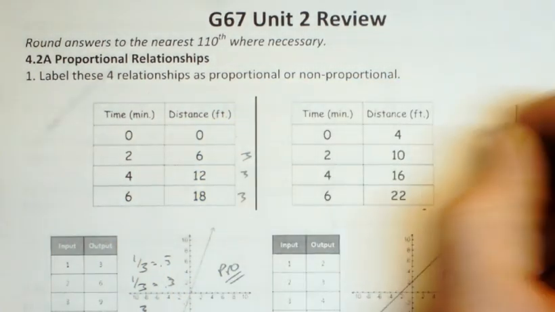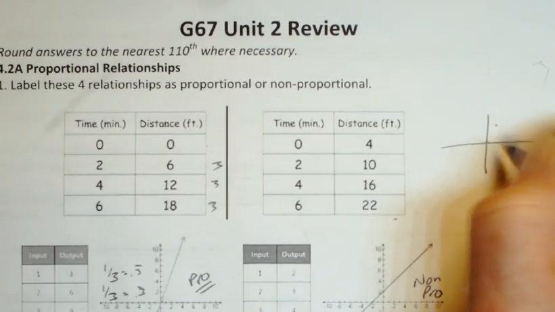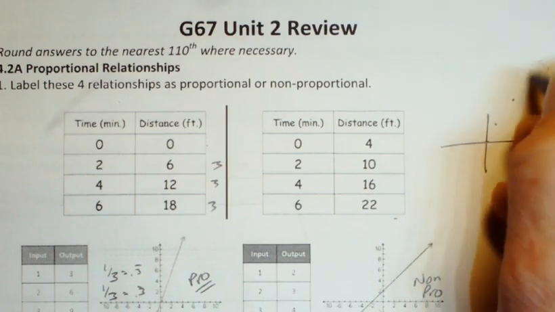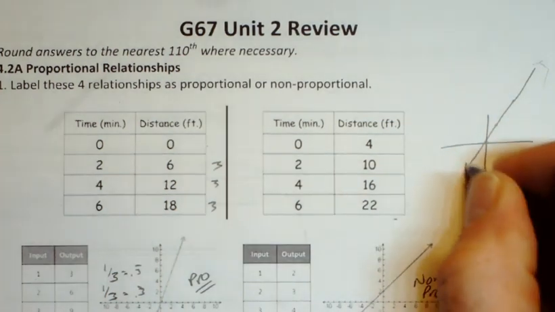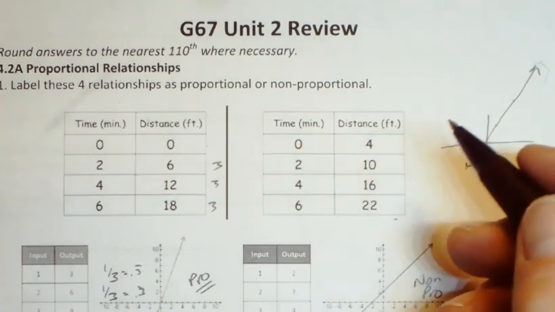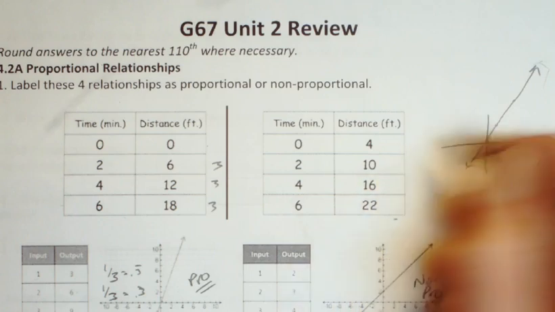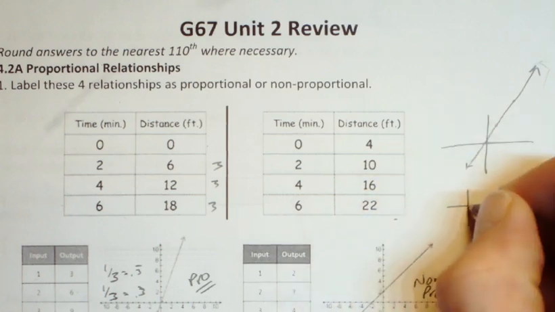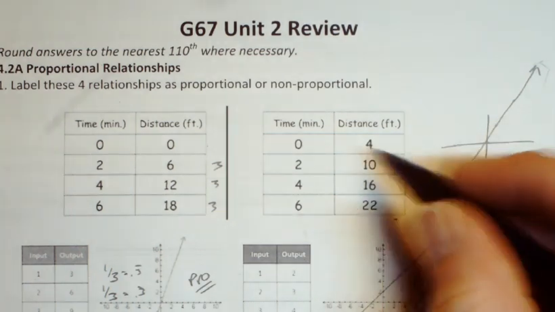Let's just graph it real quick to make sure. Here's 0, 0. Here's 2, 6. Here's 4, 12. Come down through the origin. So this guy is going to be proportional. 4 divided by 0. Yeah, that's going to come through. I can already see that when I graph that. It's going to be 0, 4. It's going to be coming through up here. So this can't be proportional because it doesn't go through the origin.